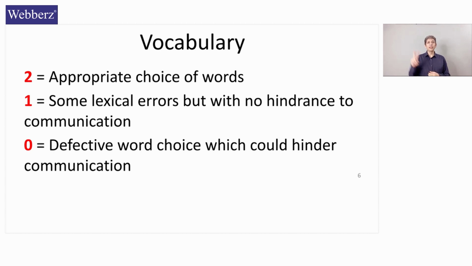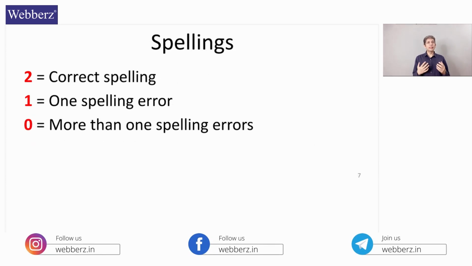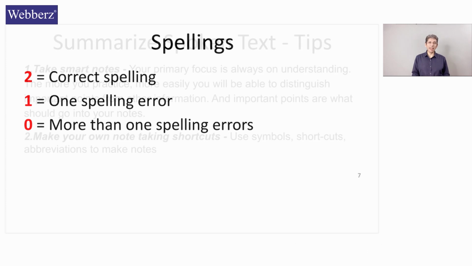Vocabulary. 2 marks for appropriate choice of words, 1 mark for slight lexical errors, but there is no hindrance in communication, and 0 for the wrong word choice, which actually deadens the way you communicate. Spellings. You get 2 when all the spellings are correct. You get 1 in case there is 1 spelling error. And you get a 0 in case there are more than 1 spelling errors.